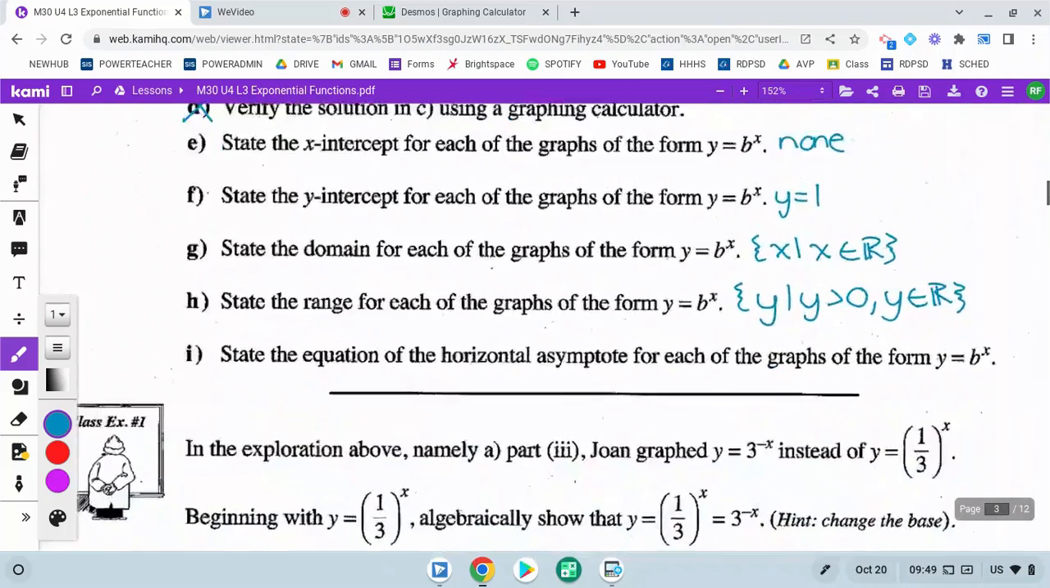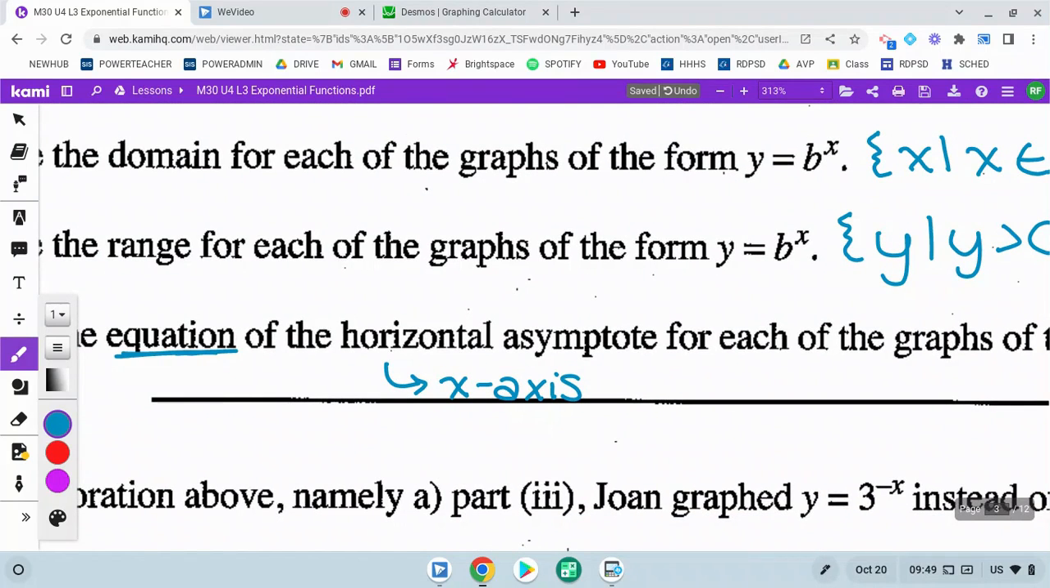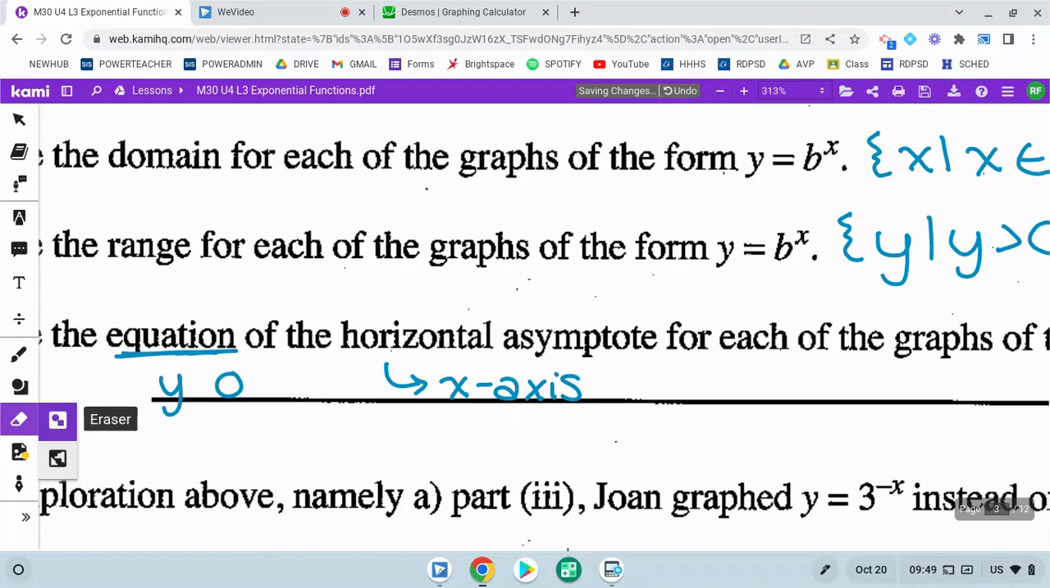And then the equation for the horizontal asymptote, we know that the asymptote is at the x-axis, just like we talked about on the last page, just like we talked about again here. And we know the equation for it, which is what they're asking for, is y is equal to 0.